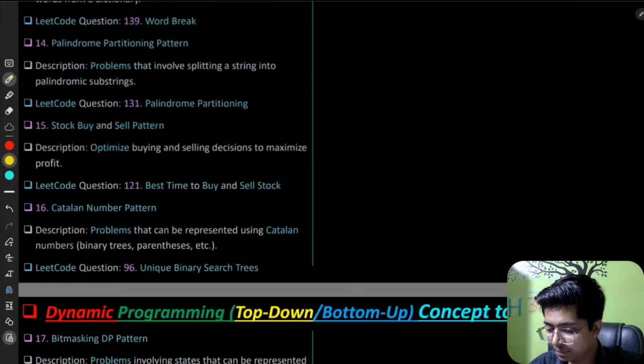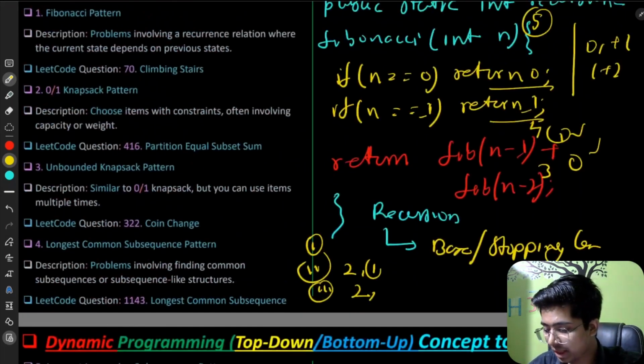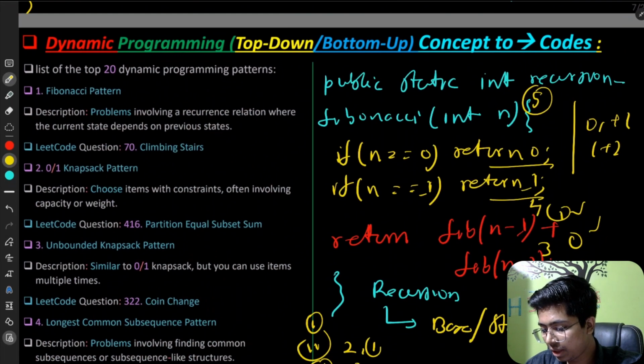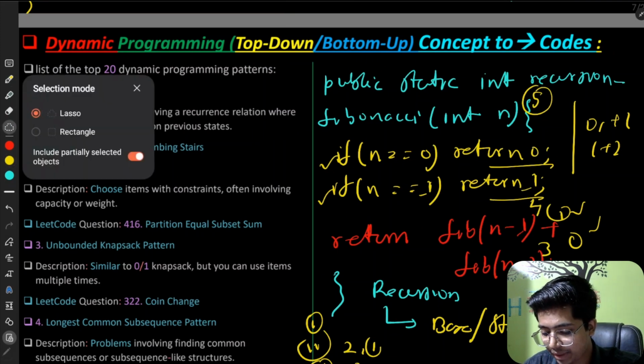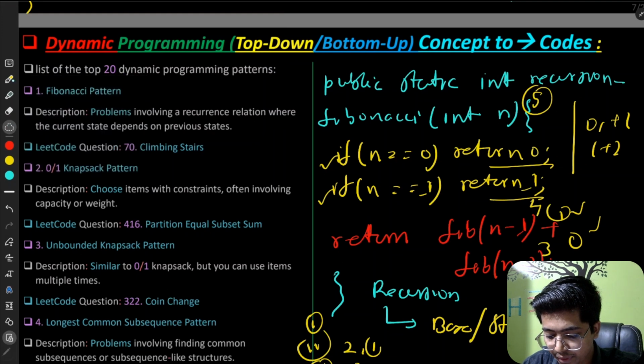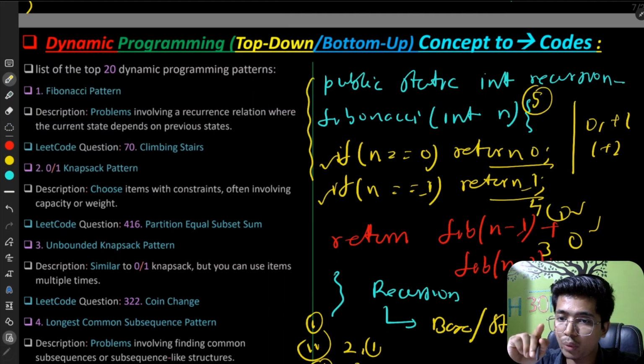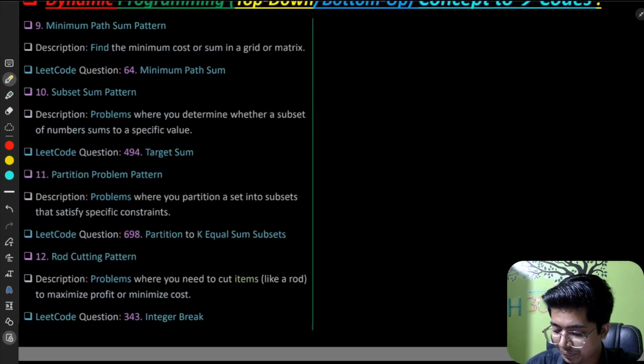Previously our code was, where is the code? This was, look, this was the first condition, this was the second condition, and now this was the third condition. So if we write the same code without any further changes, the same code we will write, we'll just insert one line to memorize the memory.